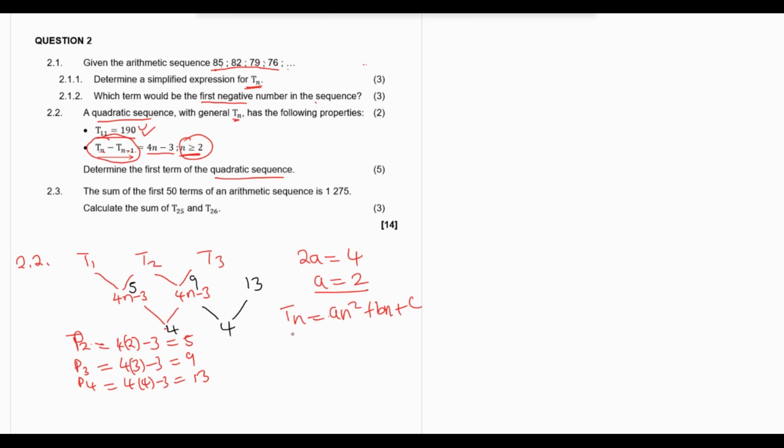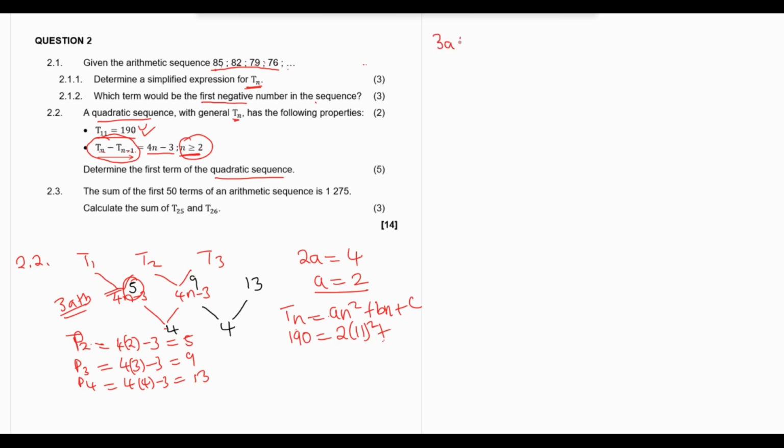So T11, we'll say 190. Then where there's n, we put 11. Our a is 2, and then 11 squared plus b. We need b, okay, we need b. So we can find b from this. We equate this to 3a plus b because we have a. So let's find b.